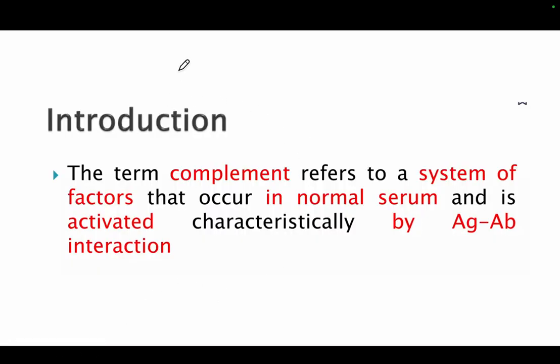So today we will start the complement system. The term complement refers to a system of factors that occur in normal serum and is activated characteristically by antigen antibody interaction. You need to understand that the term complement refers to a system of factors. So it's not a single component, but a system of several factors, that's why it's called the complement system. It occurs in normal serum, and this system gets activated characteristically. There are specific mechanisms by which it gets activated, especially by antigen antibody interaction.